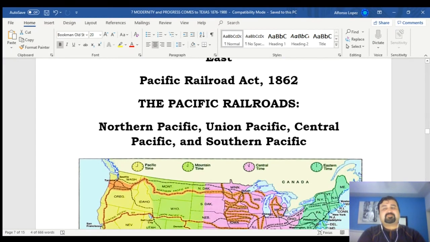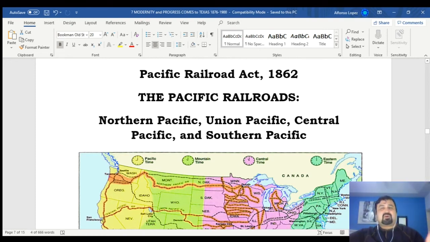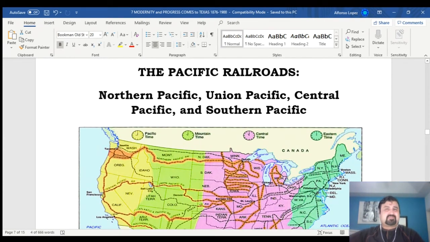And of course, in 1862, Lincoln and Congress issued what is called the Pacific Railroad Act of 1862, creating the Pacific Railroads, that is to say, that they're going to be commissioned to build specific lines all the way to the West Coast. There are going to be 4 Pacific Railroads, by the way. This is an act of Congress in which it gave a charter to 4 different companies, each with a project to build a rail line all the way to the Pacific Coast, to the Pacific Ocean. So again, those 4 Pacific Railroads were the Northern Pacific, the Union Pacific, Central Pacific, and Southern Pacific.